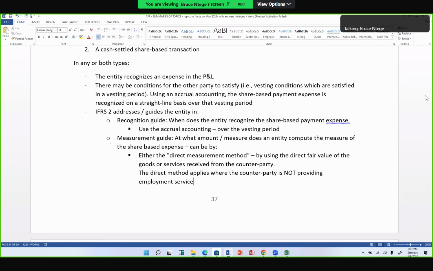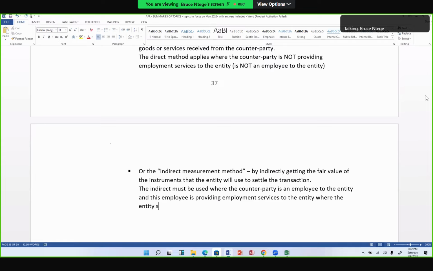It's providing employment services, where the entity settles using equity instruments, and that's what we call equity settled, or share appreciation rights. That is what we call cash settled share appreciation rights.